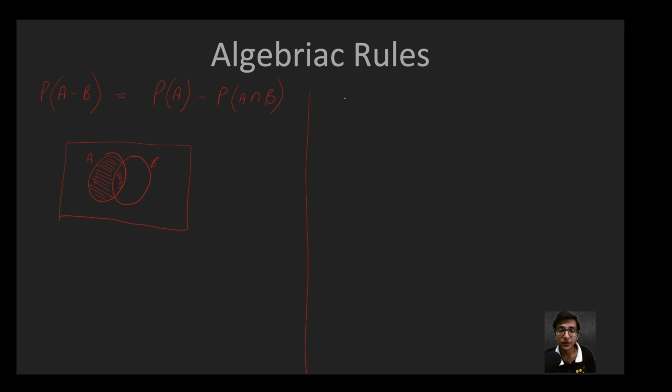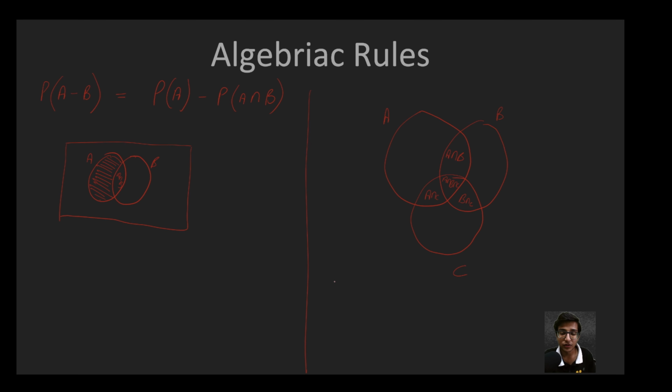Now let's say we were given 3 sets. Again, using the same concepts, we draw 3 different circles which are overlapping with each other. This is my A, this is my B, this is my C. This becomes my A intersection B, this becomes my B intersection C, and this one here is my A intersection C. This one is A intersection B intersection C.